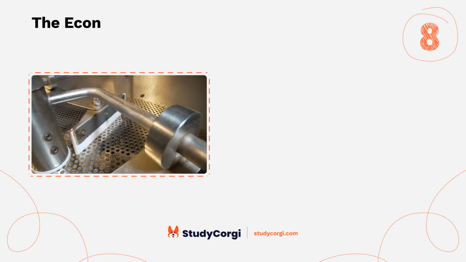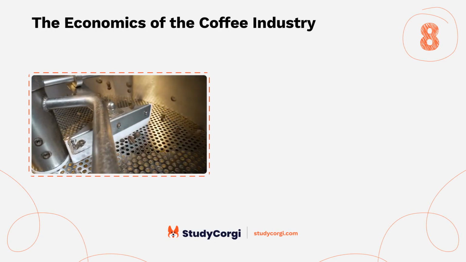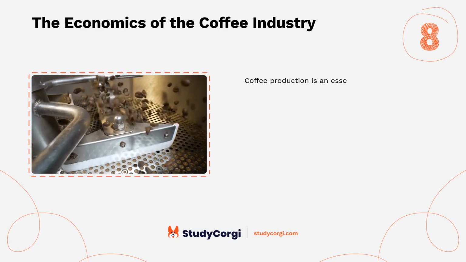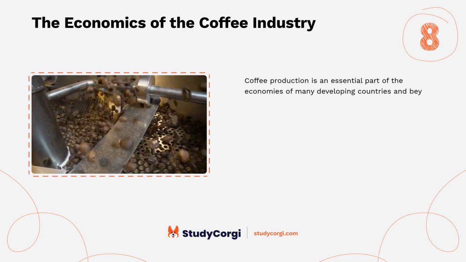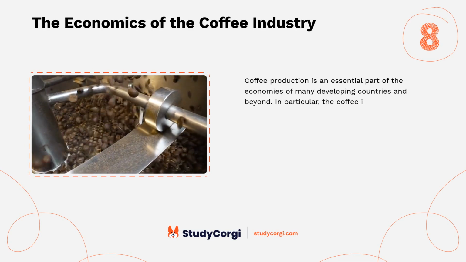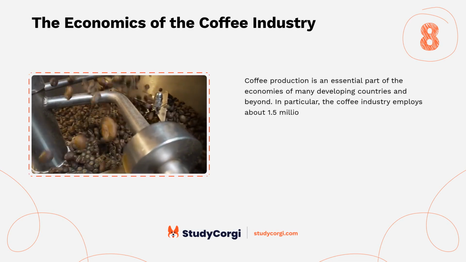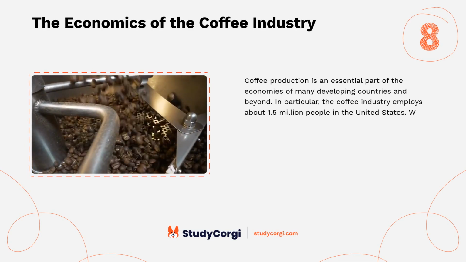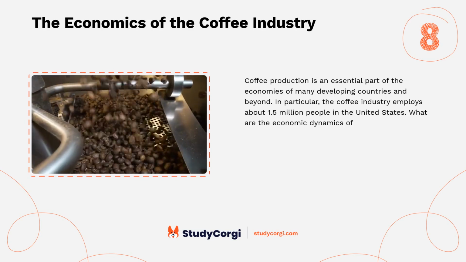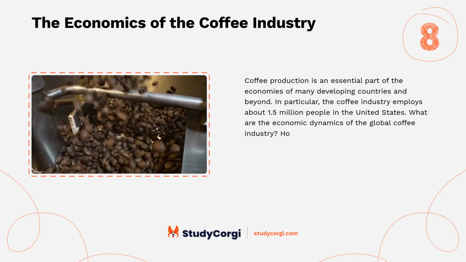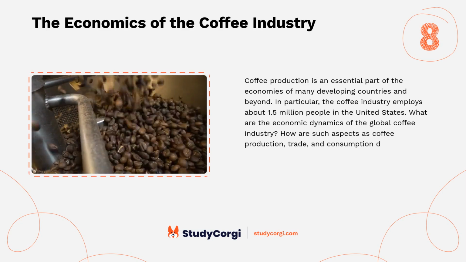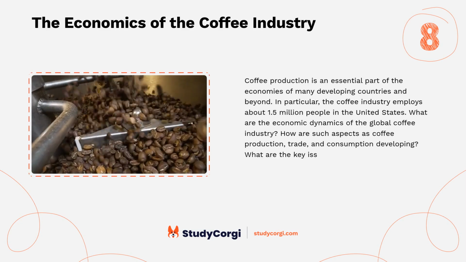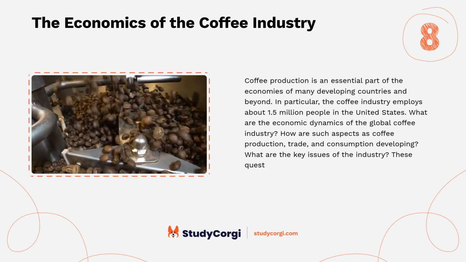The economics of the coffee industry. Coffee production is an essential part of the economies of many developing countries and beyond. In particular, the coffee industry employs about 1.5 million people in the United States. What are the economic dynamics of the global coffee industry? How are such aspects as coffee production, trade, and consumption developing? What are the key issues of the industry? These questions are worth focusing on.